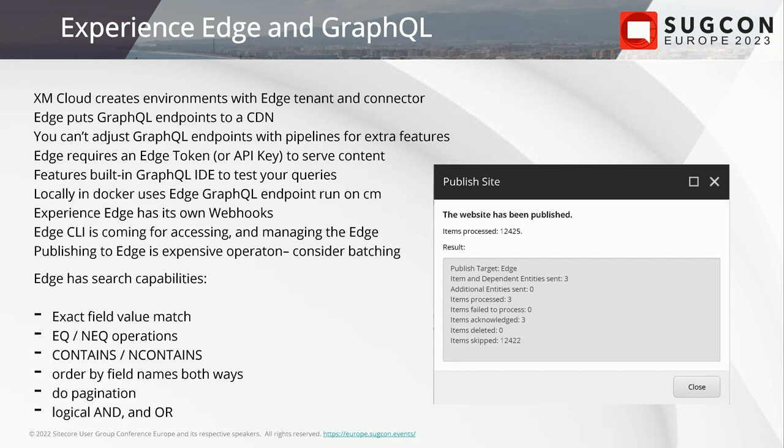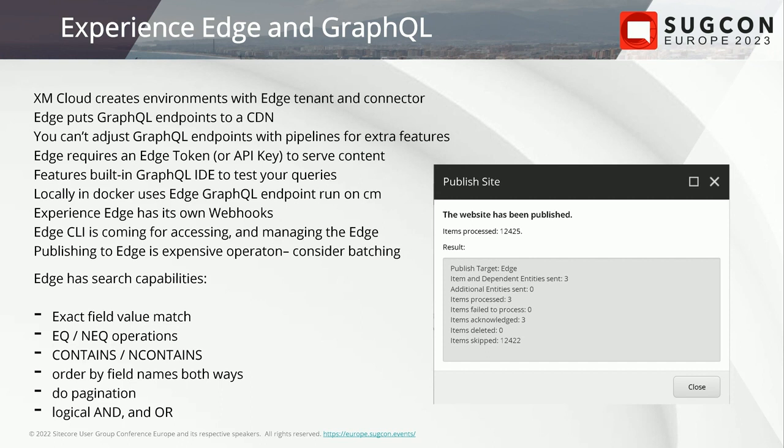The important moment is that Edge connector publishes a static snapshot of the layout service output for an item at the time of publishing. Things like language fallbacks are applied at the publish time. There is also no site context or similar runtime abstractions. You cannot adjust GraphQL endpoints with pipelines for extra features because there's no content delivery. Edge requires an Edge token, also known as API key, to serve the content.